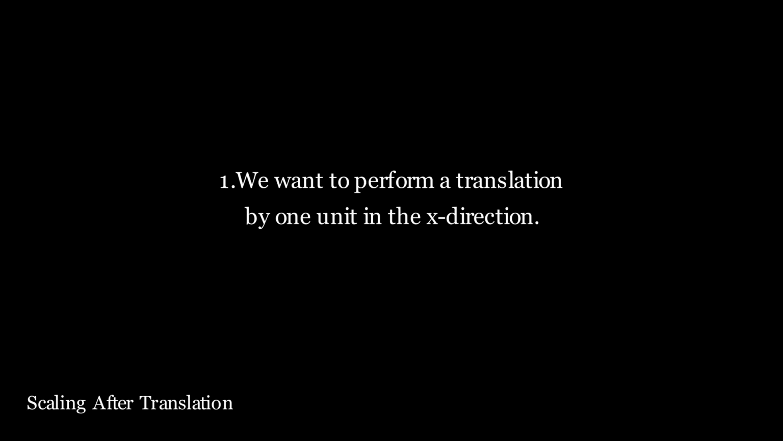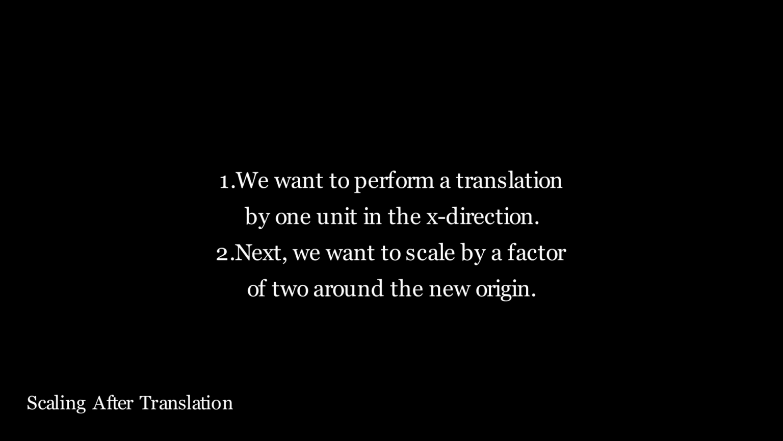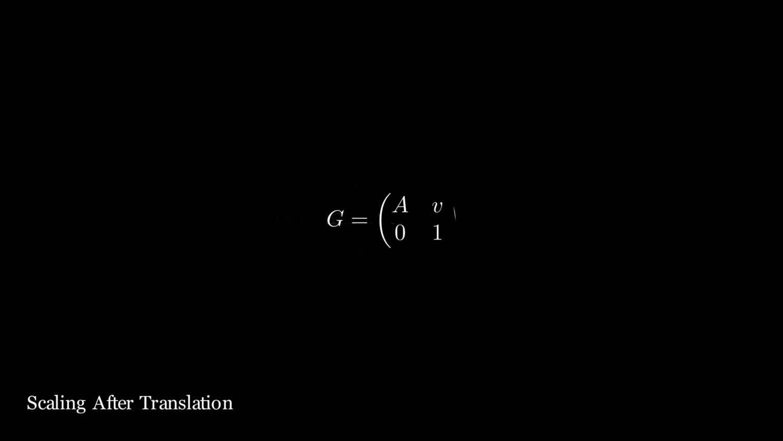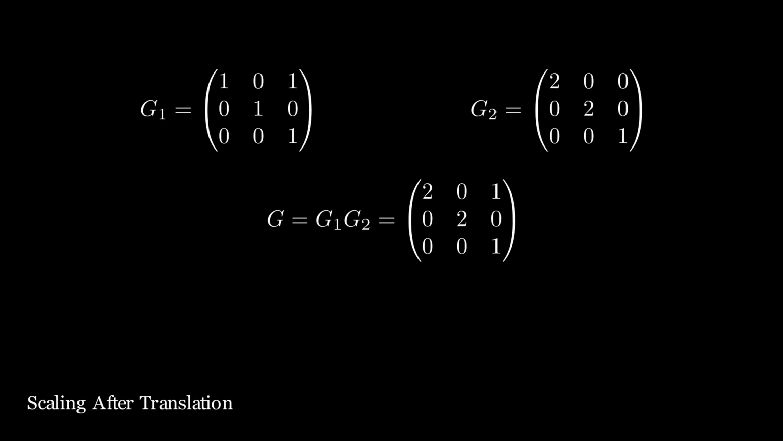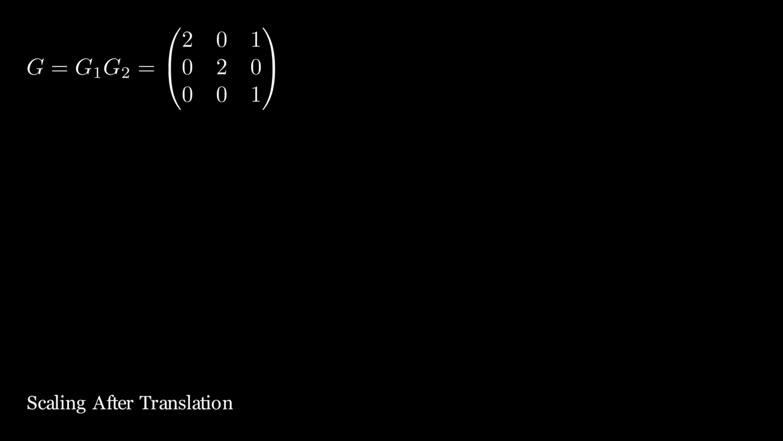Let's apply the knowledge from the previous video, where we performed transformations in sequence. We will first translate by 1 unit in the x direction, and then scale by a factor of 2 around the new origin. All the information about this transformation will be contained in an element G of the Euclidean group. If we denote the translation in the x direction as G1, and the scaling by a factor of 2 as G2, then since the translation is applied first, we have G equals G1 times G2.